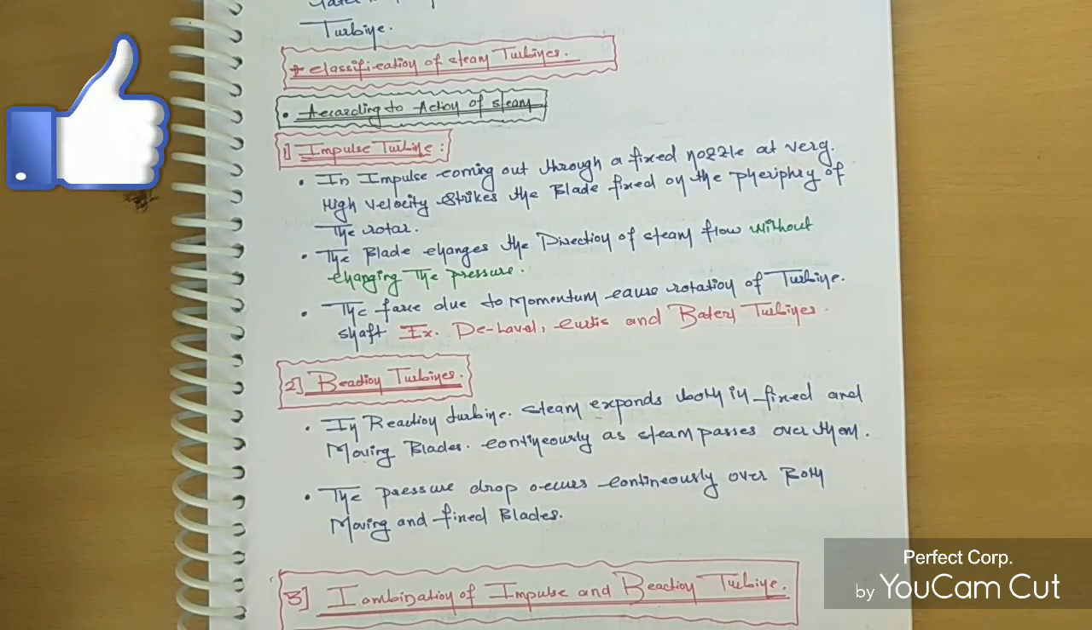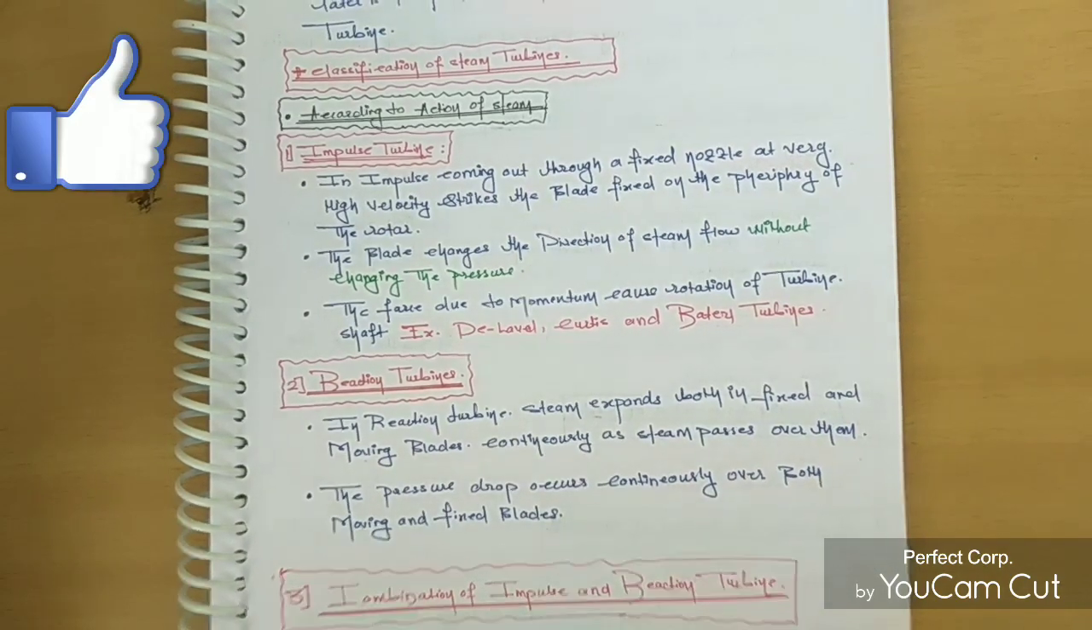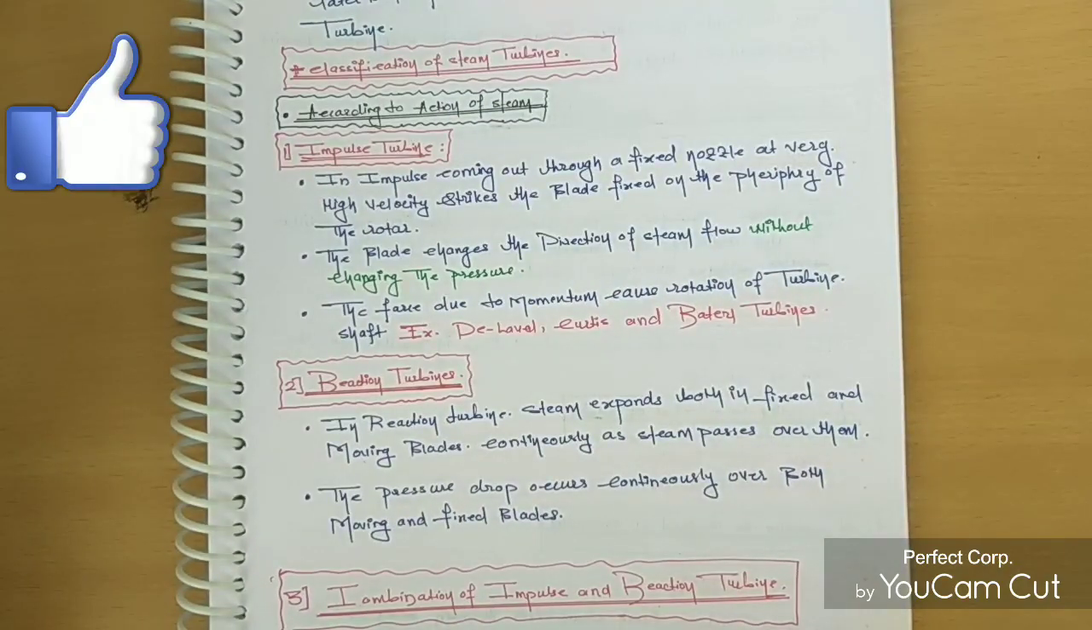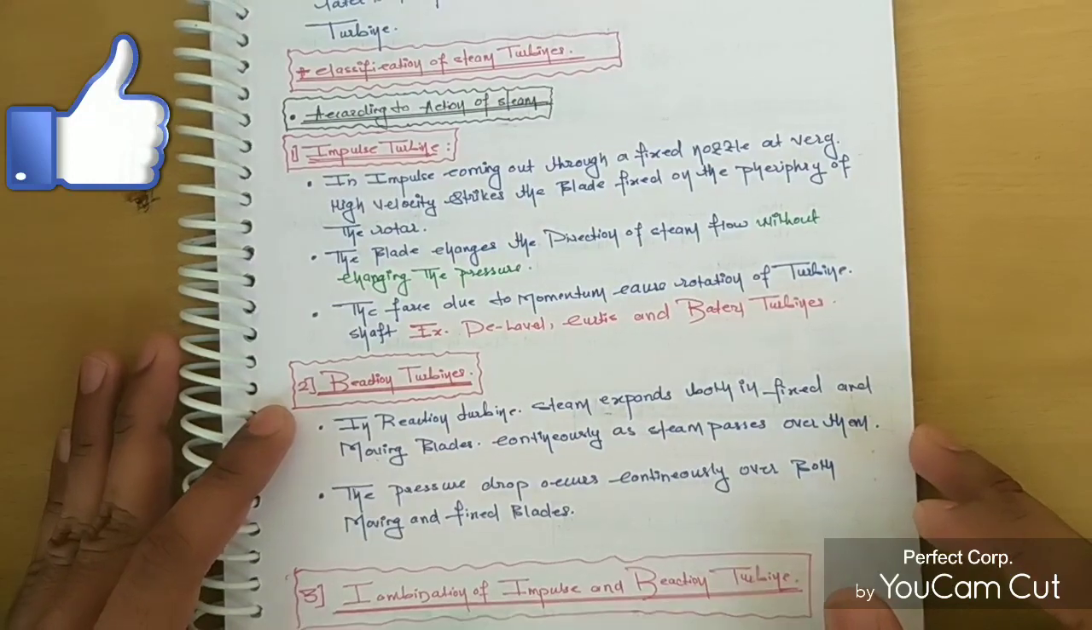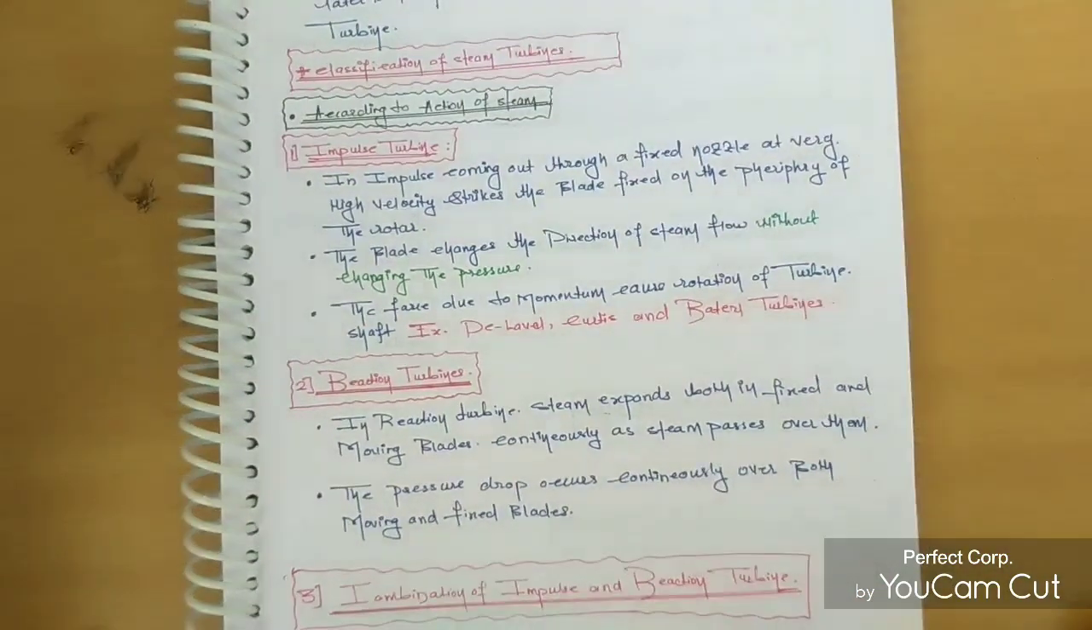There is one shaft, and a series of fixed blades and moving blades are mounted on it. When the steam passes through a fixed blade, the velocity increases, and when it passes through a moving blade, its velocity decreases. Similarly, this happens in the next stages also. That's why it's called a reaction turbine. I just wanted you to know this basic definition, but we will discuss it in detail in the next videos.